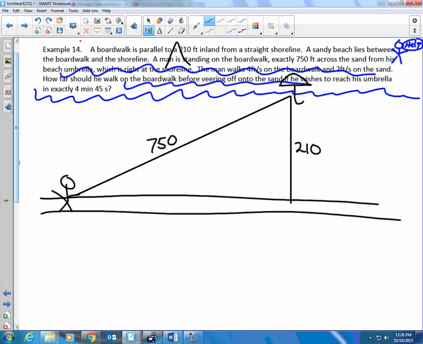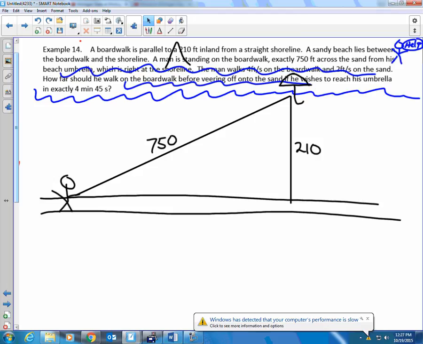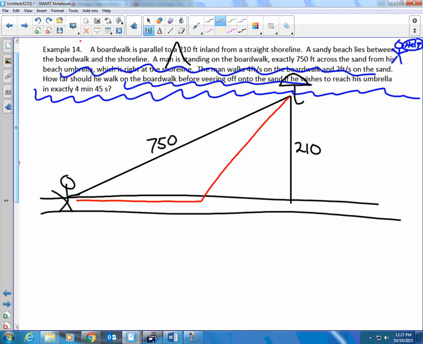Here's the problem for Jack right here. Well, the deal is that the man walks at 4 feet per second on the boardwalk and 2 feet per second on the sand. So how far should he walk along this boardwalk? He's going to walk on it for a while, and eventually he's going to veer off and head straight to the umbrella. And he wants to make it in exactly 4 minutes and 45 seconds.